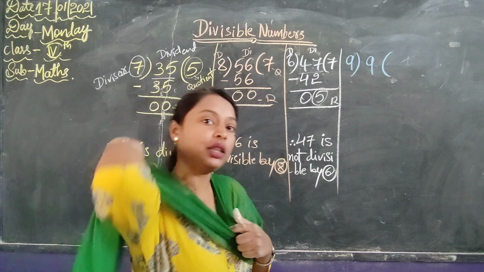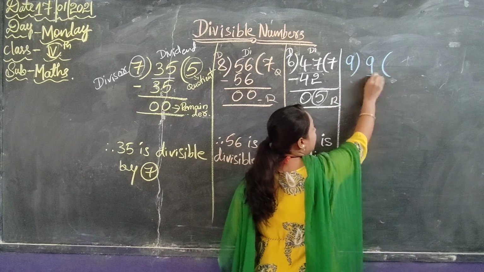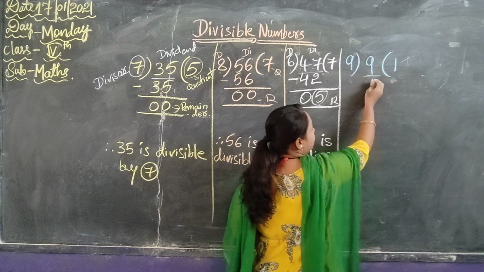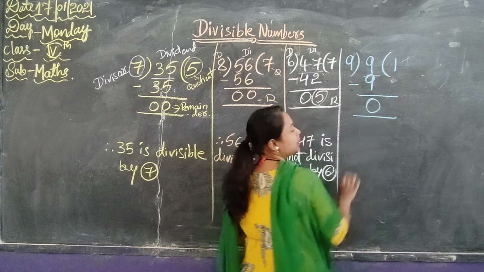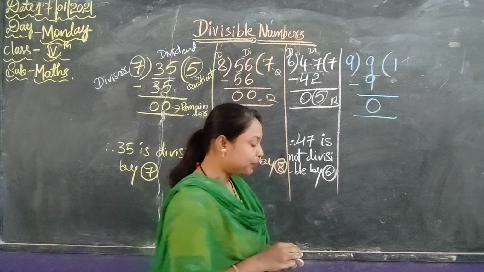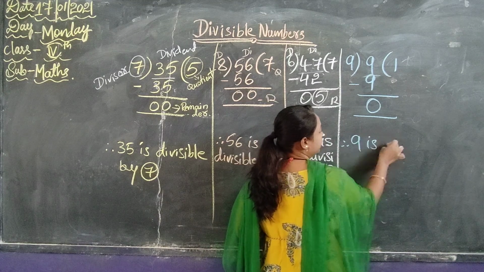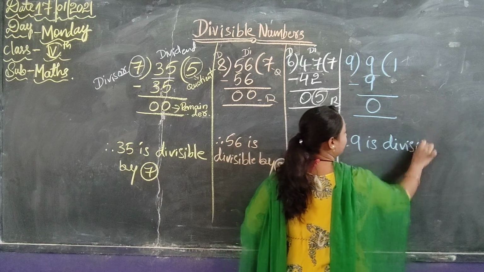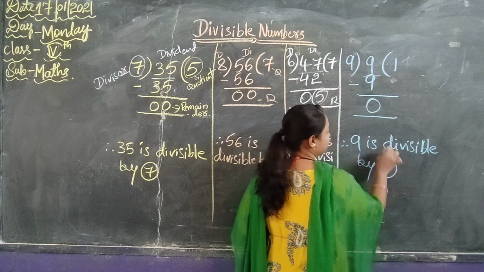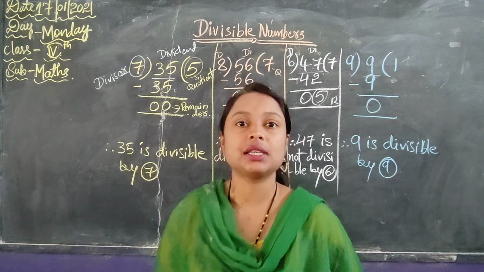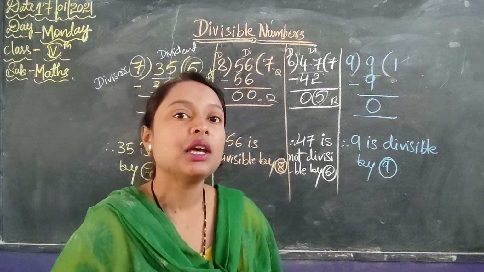Now coming to the last one, that is 9. So this is the divisor, dividend. Now 9 ones are 9. So 9 minus 9 is 0. And it can be divided completely. That's why, therefore, 9 is divisible by 9. Because you can see here, answer is 0 now. Remainder is 0 now. So it means that 9 is divisible by 9.